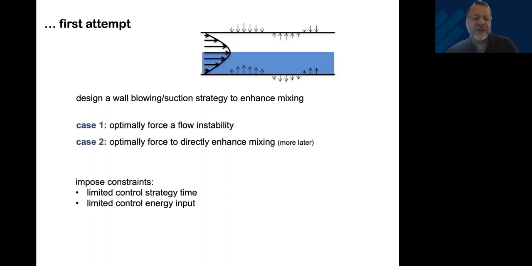So we're going to consider two cases here. The first one is we're trying to optimally force the flow instability. So that goes back to what I said on the previous slide. We're trying to use the intrinsic instabilities in the fluid system to get the mixing done. And the second case is we're going to address mixing directly. We don't care about an instability. We just want to have the end result to be a well-mixed binary fluid.